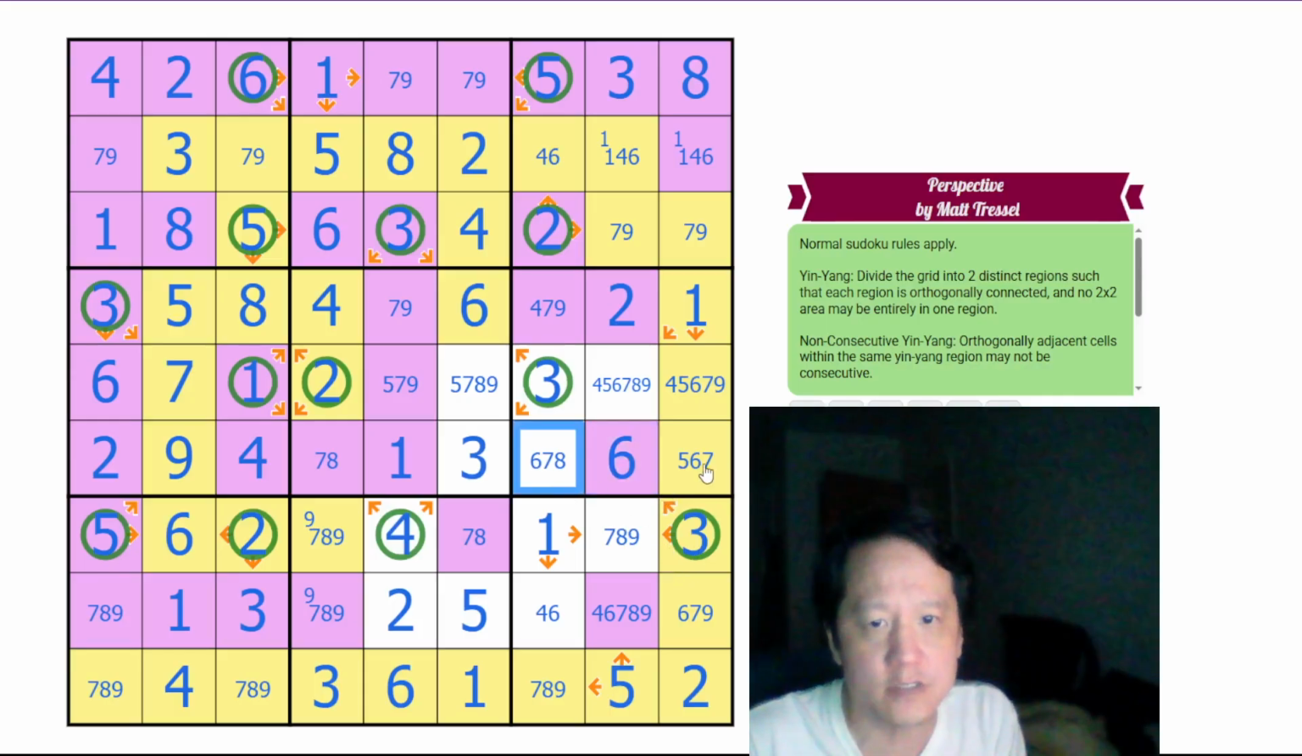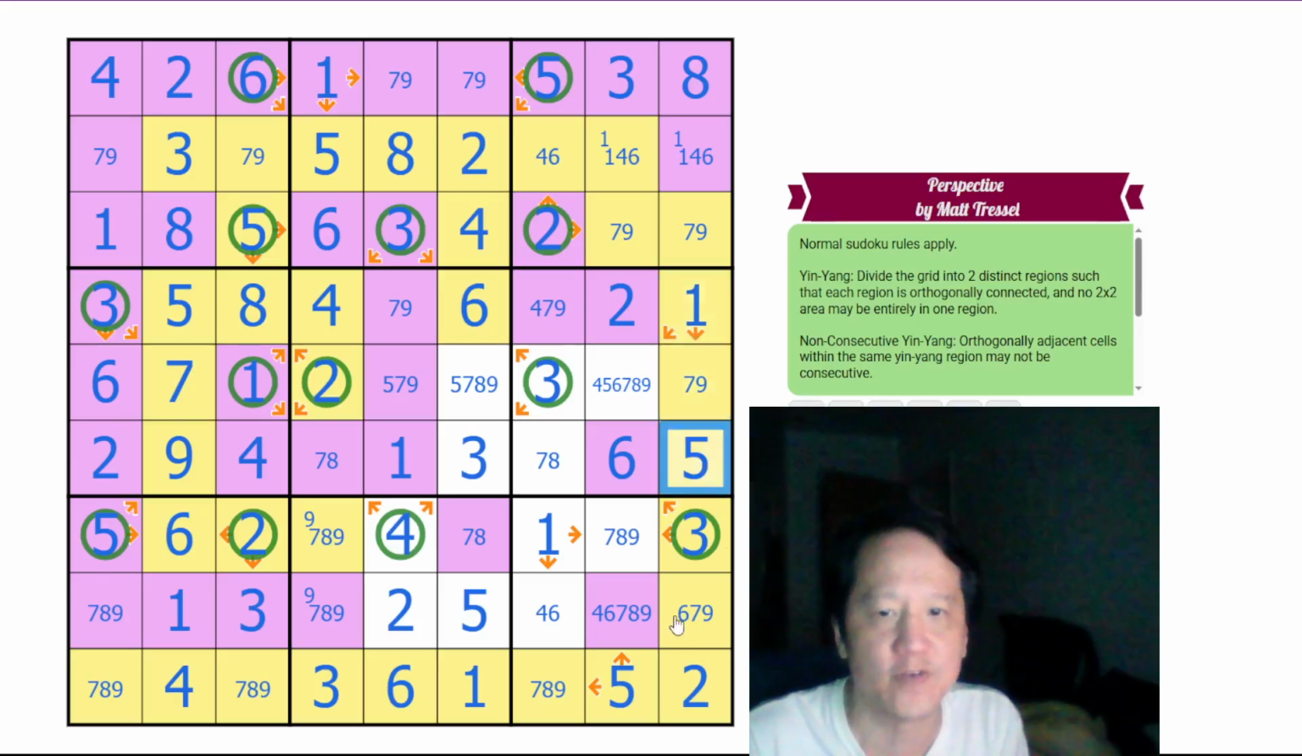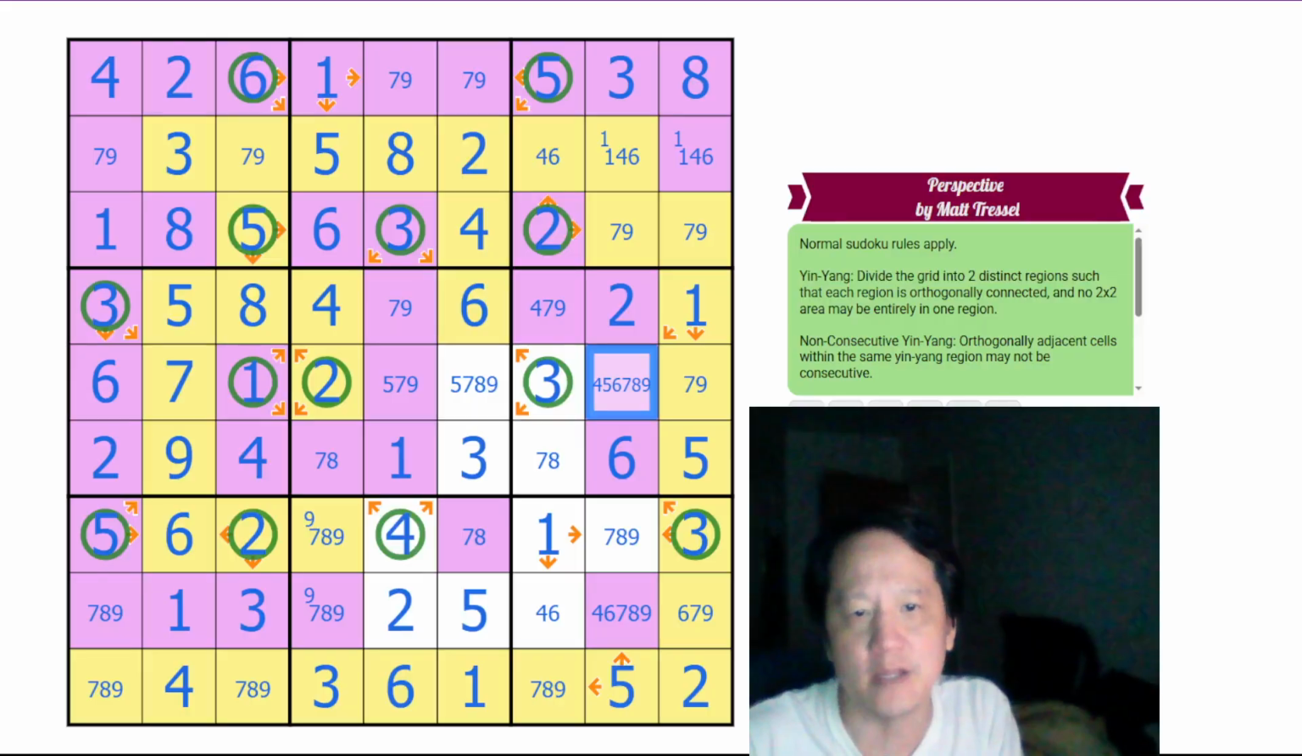No 6 here. This is 7, 8 as a pair, which eliminates 7, 8 in the rest of the row. So this can't be 7 or 8, it's 5. That eliminates 5 here. This can't be 4, that's consecutive with 5. This can't be 6, that's consecutive with 5. So we have a 7, 9, 7, 9 pair. And we have 1 away here, so this must be pink, and it has to be medium.